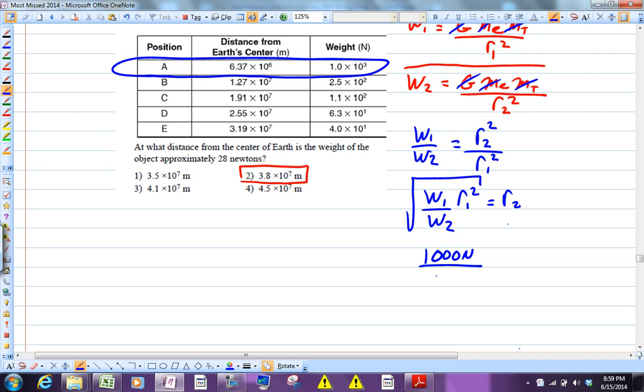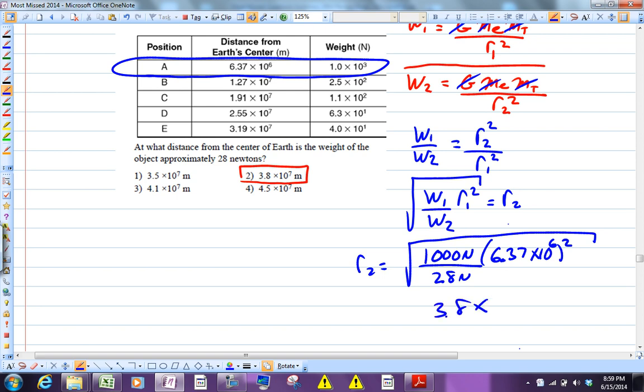And weight 2 is the desired weight, 28 newtons. R1 squared is going to be 6.37 times 10 to the 6th squared. Take the square root of that. That is going to give you an R2 that is 3.8 times 10 to the 7th meters, which is the answer.